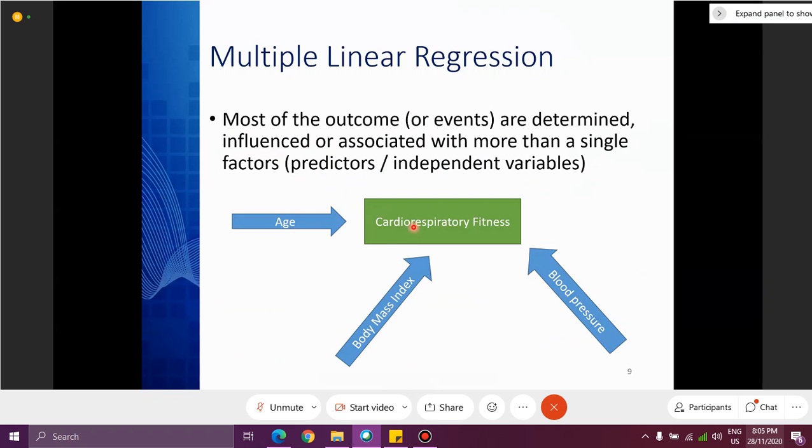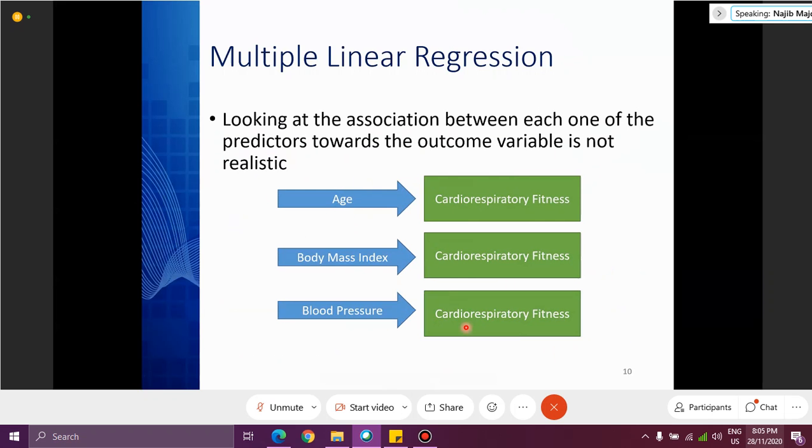For example here, what can influence cardiorespiratory fitness? For example, age, body mass index, and also blood pressure, but you can include other factors as well. Doing a simple linear regression is just looking at the association between each independent variable towards the outcome variable separately. So now here, for example, you perform three simple linear regressions.